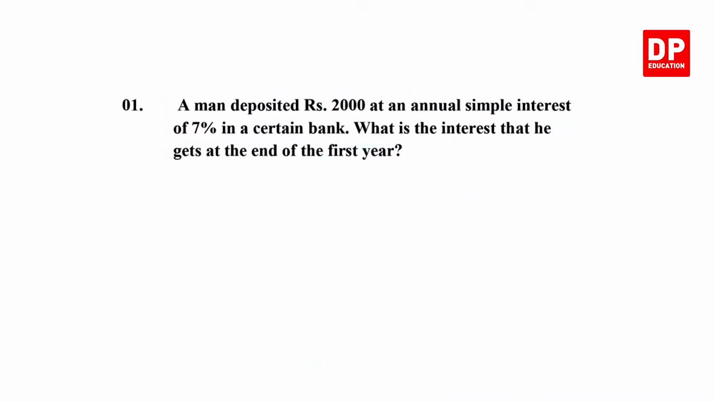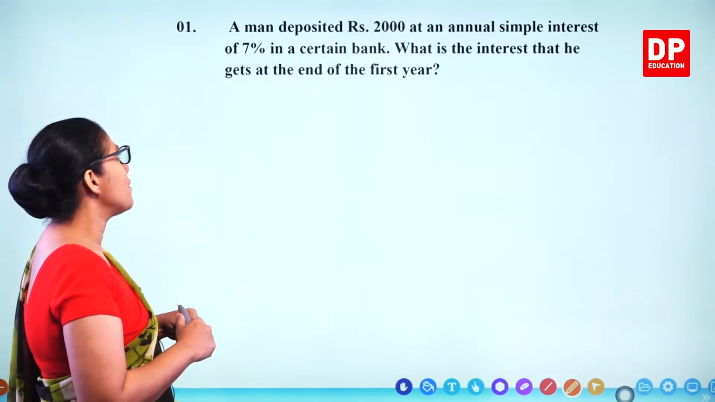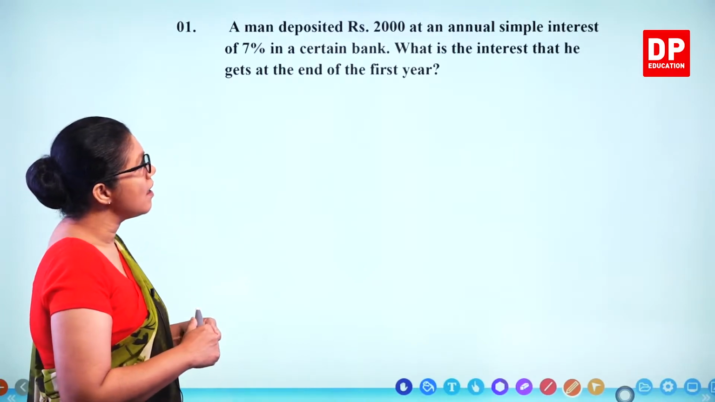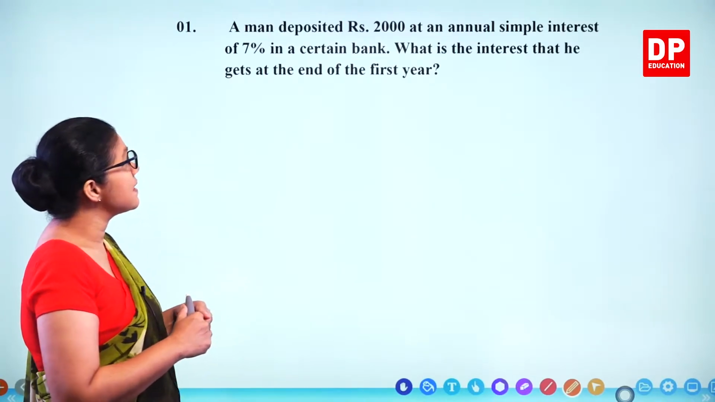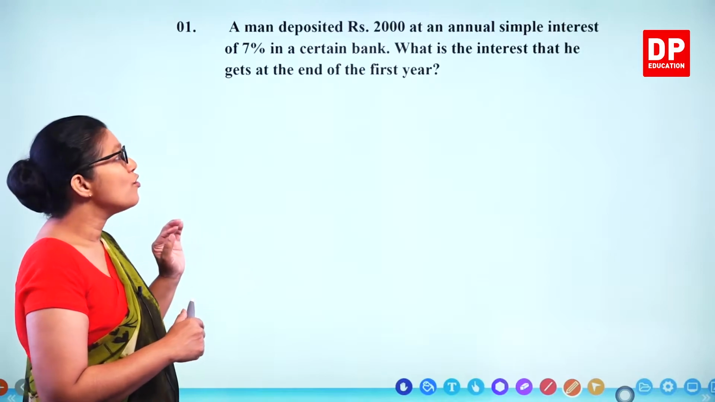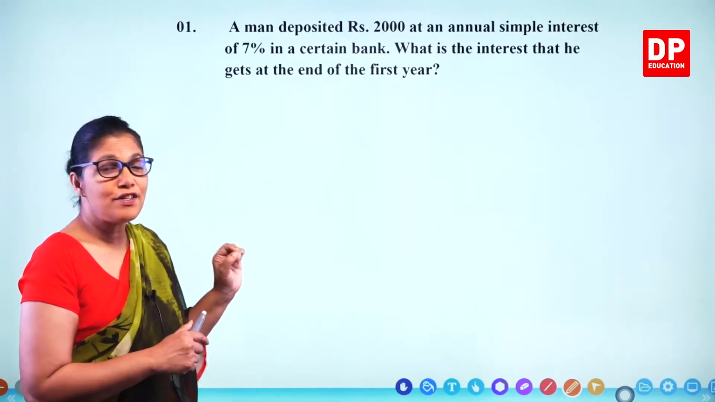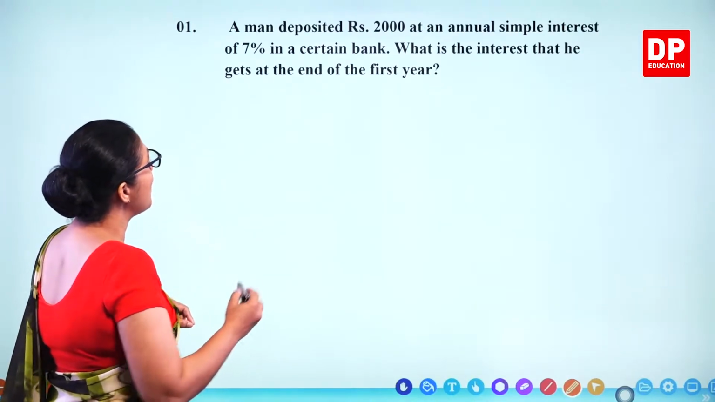Let's take question number 1. A man deposited 2,000 rupees at an annual simple interest of 7% in a certain bank. What is the interest that he gets at the end of the first year? So you need to find out only the interest. So what's the interest value?